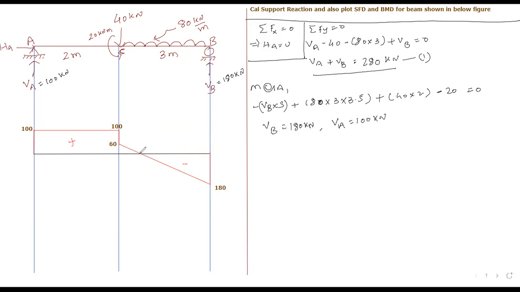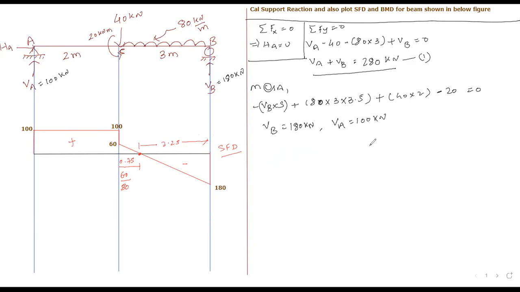This point we have discussed, the point of zero shear and how to calculate this distance. You all know it very well. 60 divided by 80, yes or no? Please tell me the value. It will be 0.75. Total is 3 meters, so the remaining is 2.25. I hope it is clear to all of you. So this is your shear force diagram.